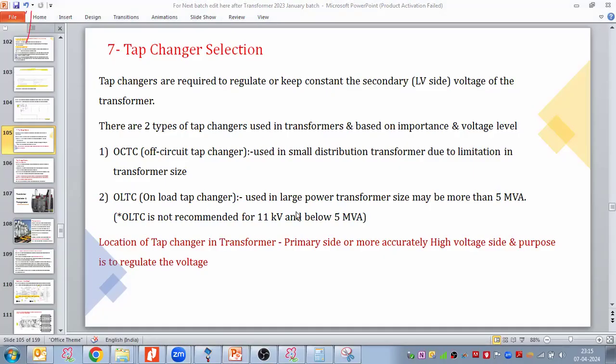It is used in large power transformers, maybe more than 5 MVA. OLTC is not recommended for 11 kV and below 5 MVA. The tap changer in a transformer should be located on the primary side, or more accurately, on the high voltage side, and the purpose is to regulate the low voltage.